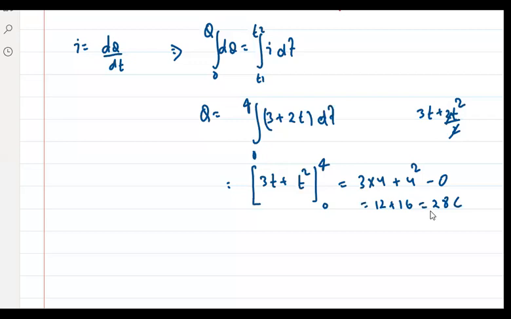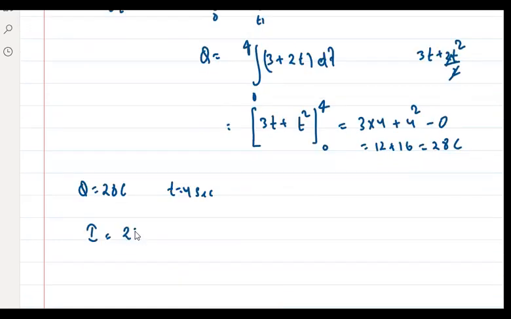Now, for the second part, if the charge is the same, Q is 28 coulomb and the time is also 4 seconds. So what is the constant current? The constant current is given by 28 by 4, that is 7 ampere. That is your constant current. Agree? Anyone have any doubt in this? No doubt? Okay, very good.